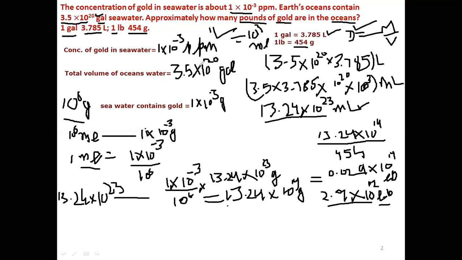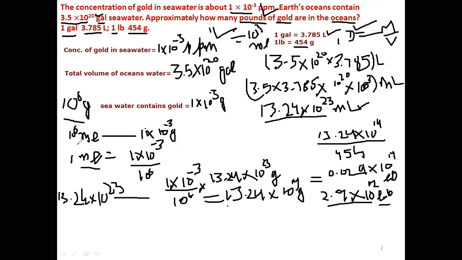Just what we did, first we found the meaning of ppm. ppm means 10 raised to the power 6 gram of solution contains 1 into 10 raised to the power minus 3 gram of solute. Solute is gold. And we assumed that the solution is very dilute, so we assume density to be equal to 1, so mass will be equal to volume. Why do we need volume? Because we have to calculate the amount of gold in gallons. Gallon is a unit of volume and 1 gallon is equal to 3.785 liters.